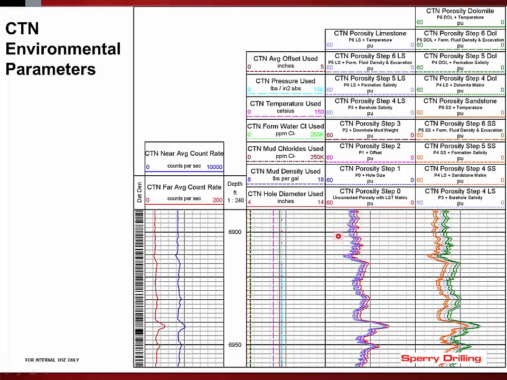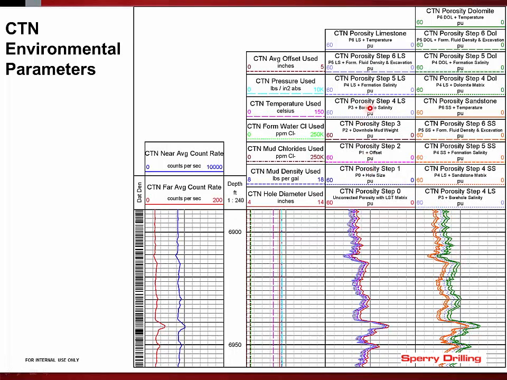If you see one where there's a very large step or very large correction being applied, you might want to look at that because it may be erroneous. It's not normal to see such large corrections. Over here we've got, these are all limestone curves. Over here we've got sandstone and dolomite porosities.